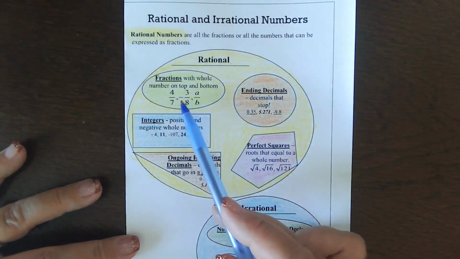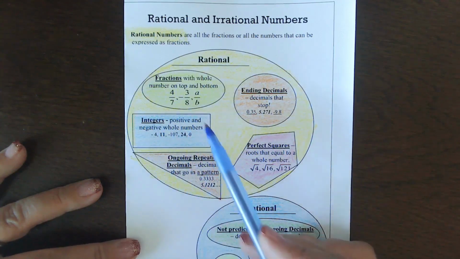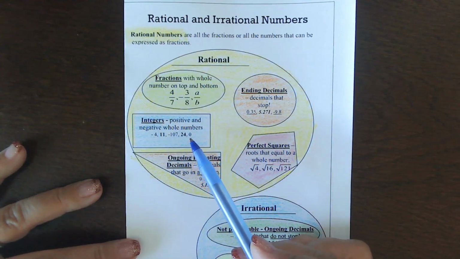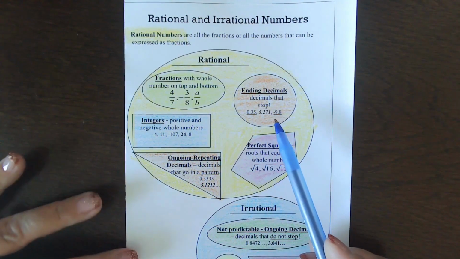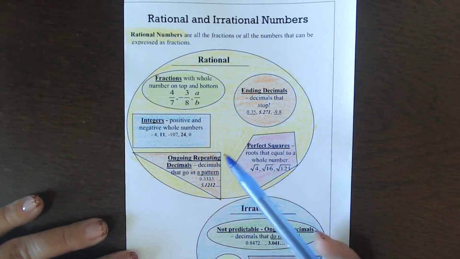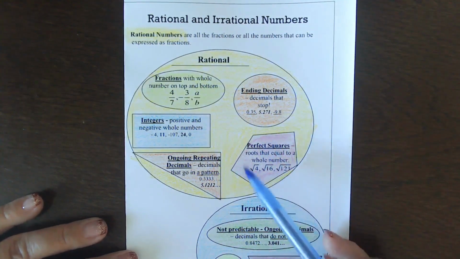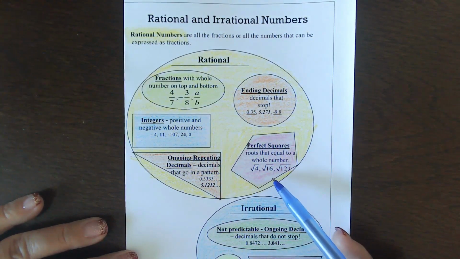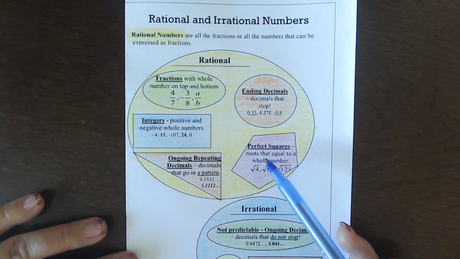So all the fractions with whole numbers are rational. All the whole numbers, positive and negative integers, are rational. Decimals that stop, great. We can put them in the fraction. If there is a repetition or a pattern in a decimal, ongoing repeating decimal, great. They're rational. Perfect squares simplify to whole numbers, so they're rational as well. They can be put in a fraction.